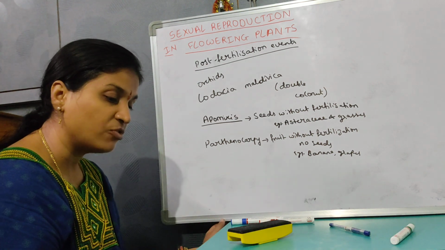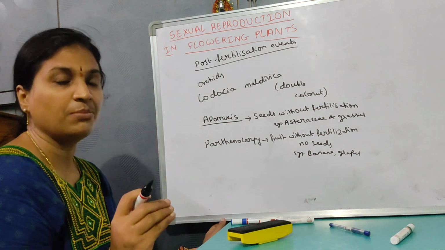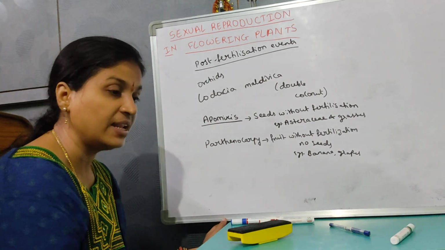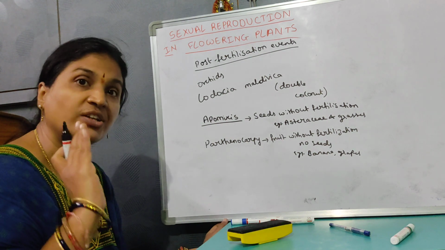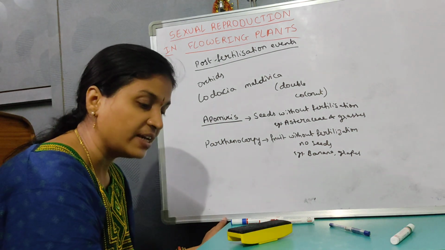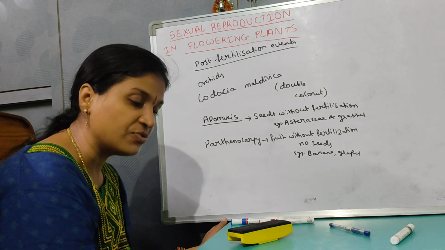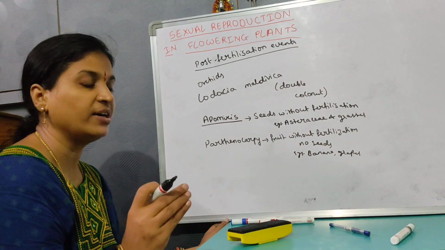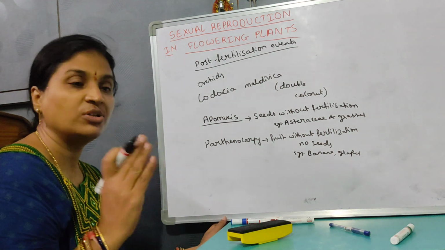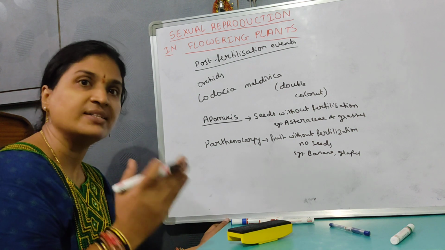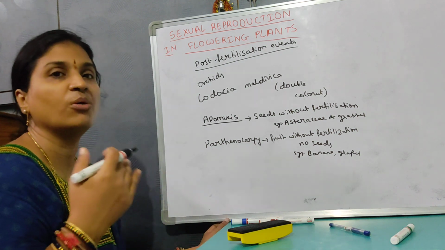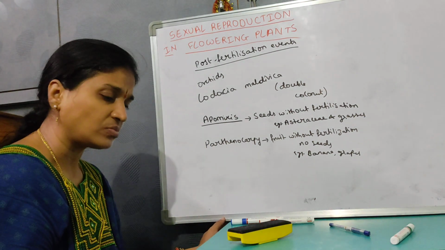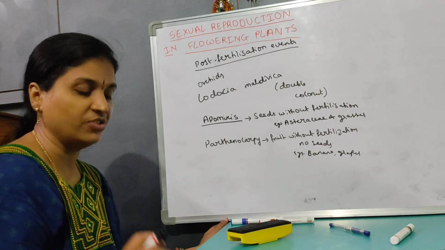That means the seeds may be formed from any part. It can be a diploid egg cell which does not undergo reduction division. The diploid egg cell is formed without reduction division, without meiosis, and develops into the embryo. So that diploid egg cell forms a mature embryo. The seeds are formed, but without fertilization.